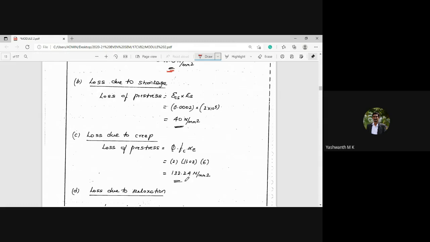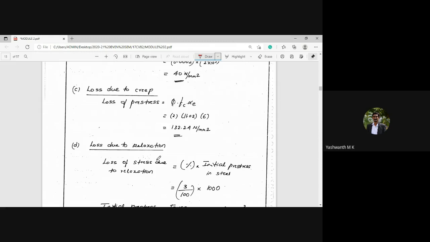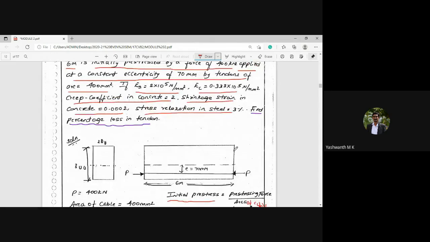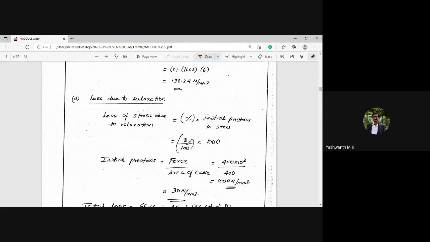Is it clear? Next, loss due to relaxation, which is equal to the percentage of relaxation multiplied by the initial prestress in steel. In the problem, you can see the percentage of relaxation in the steel is 3%. So 3 divided by 100 into 1000, which will get you 30 Newton per millimeter square. Once again, I have calculated the initial prestress here. No need to worry, because I had already calculated it in the first step itself. So this step has been repeated here.